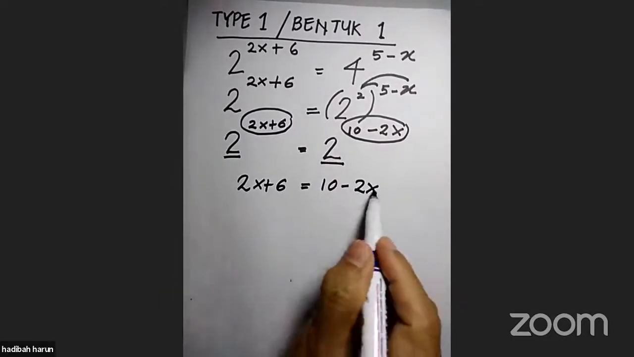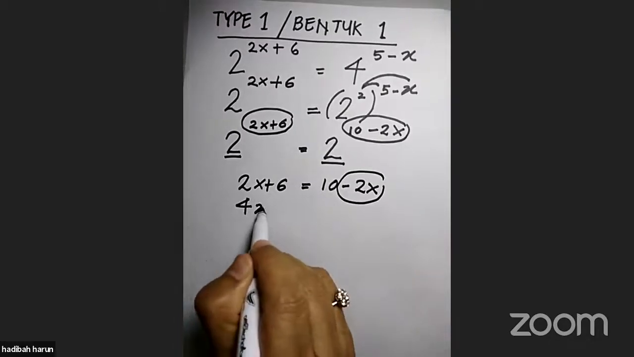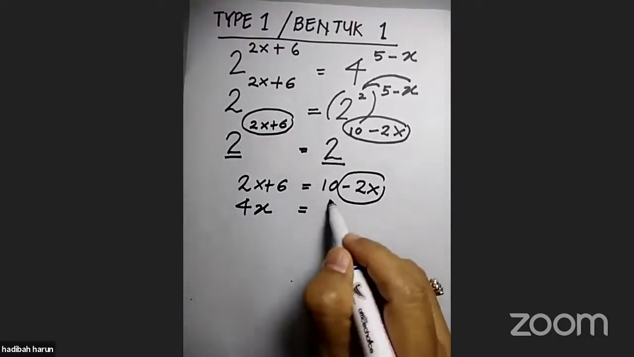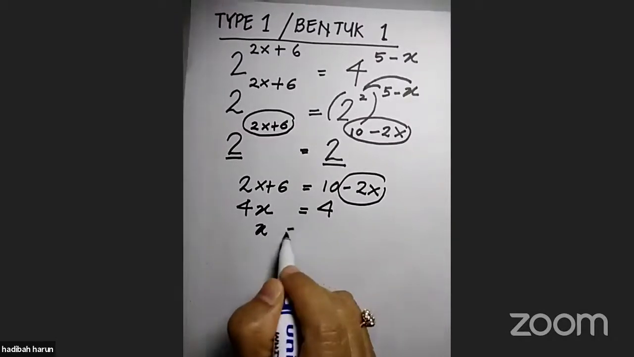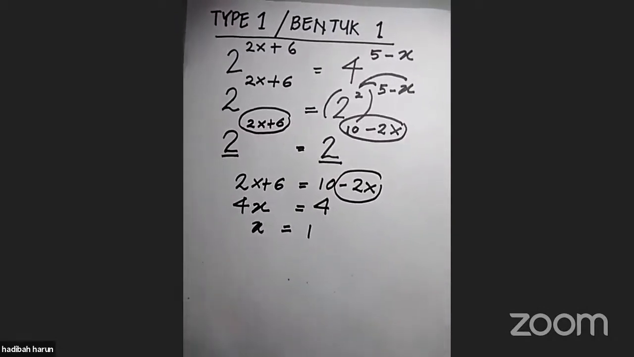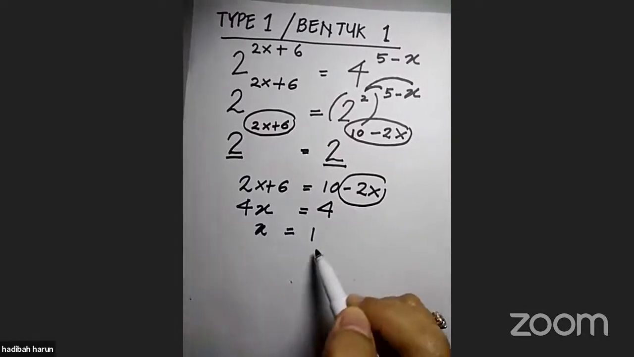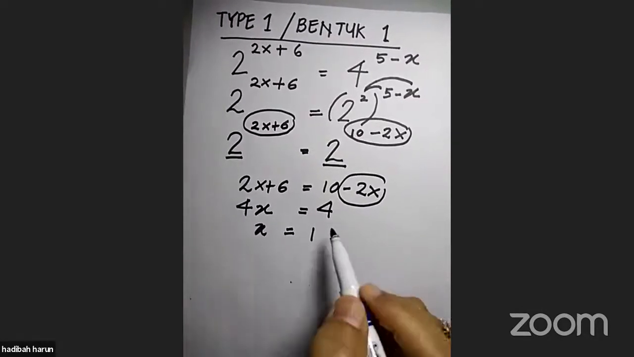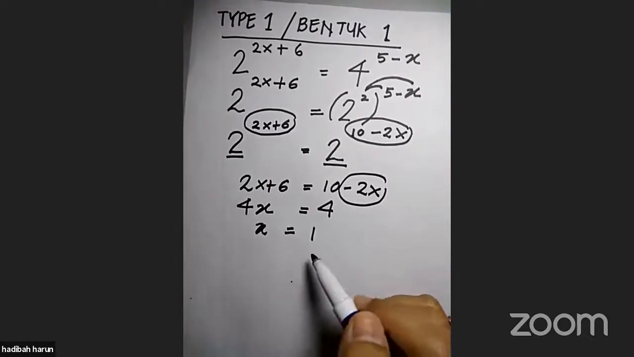So you bring over negative, so you have 2x plus 2x, 4x, equals 10 minus 6, which is 4. Therefore, x equals 1. How are you going to check your answer, whether it's correct or not? You still have ample time to check your answer, don't worry.